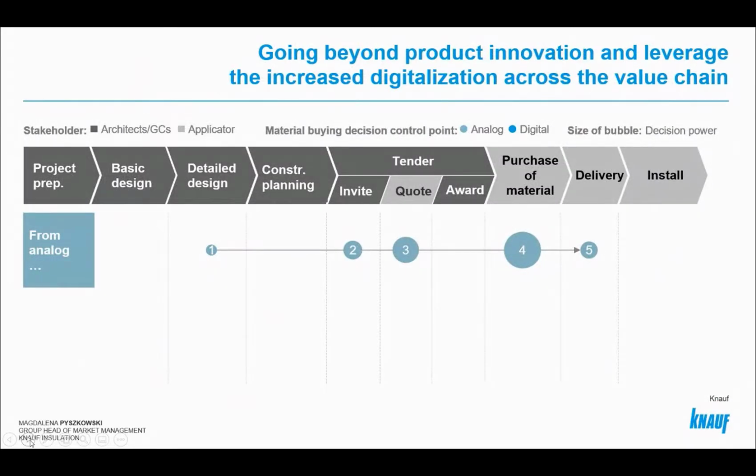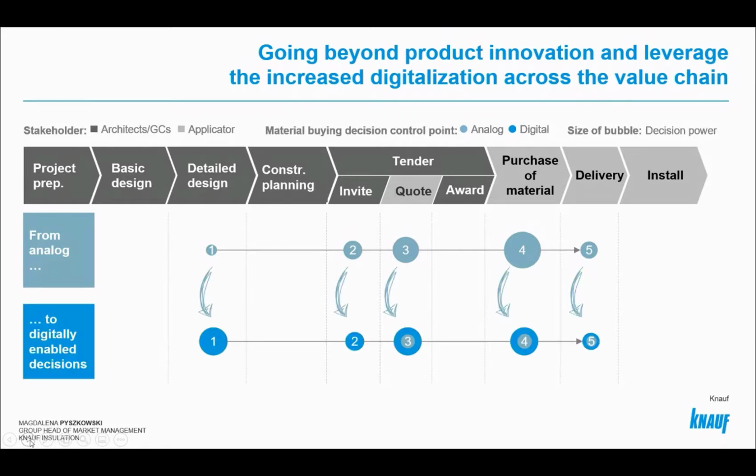So from our point of view, there is really a change which is impacting us: from analog to digitally enabled decisions, which is very high now in the detailed design phase. We see this also during the tender phase, that there are more and more digitally enabled decisions compared to the past, and also in the purchase of the material and the delivery. So we see this change came already a few years ago, and it is really impacting our way to market, let's say.